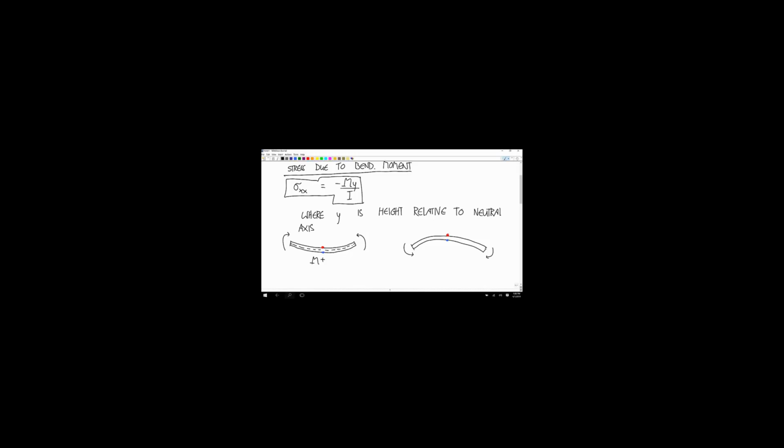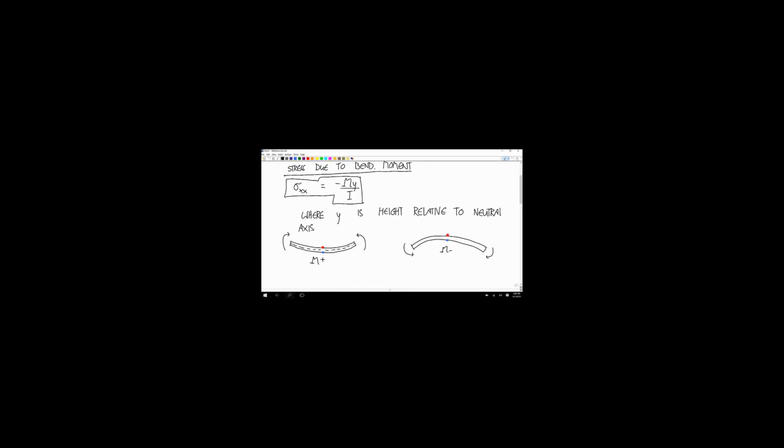So now we have a negative bending moment, and so M is negative. If you go to the red dot, Y is positive, divided by a positive. So sigma xx should be positive. It should be in tension. And that's what happens if you bend something that way, at the top. And if Y is negative, then you have negative, negative, negative. Sigma xx should be negative, and the bottom should be in compression.